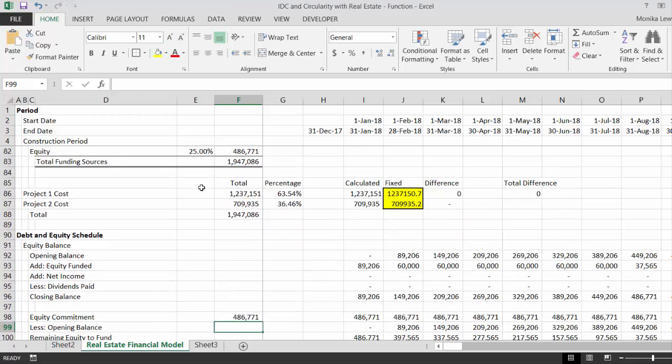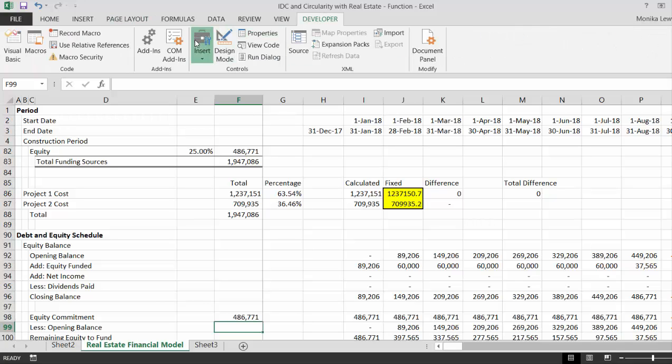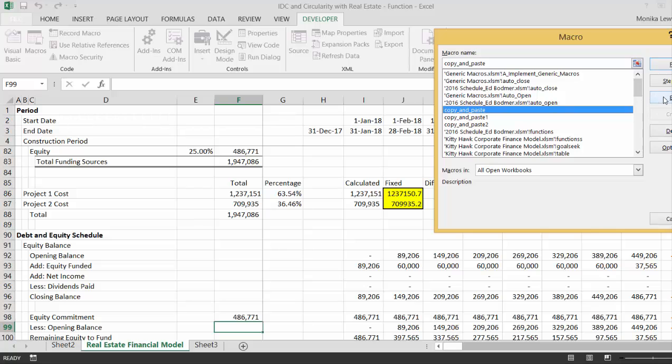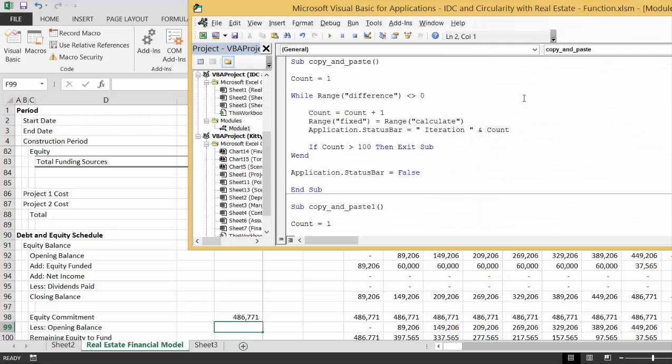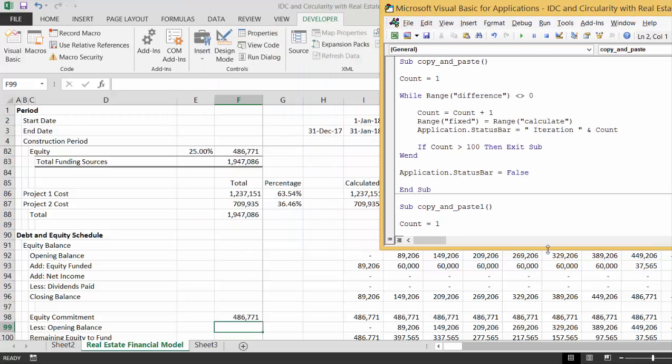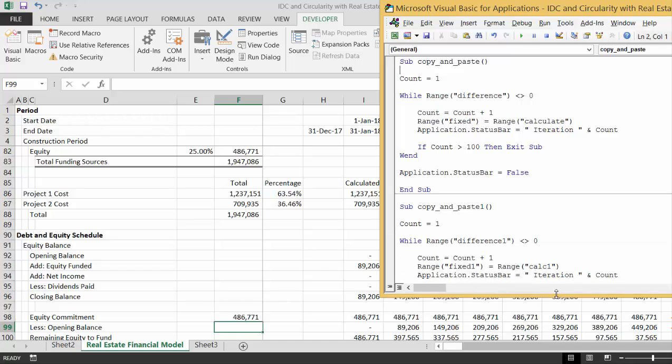So what we do is we go to the developer tab, and we can go to macro. We can just edit any of them. Now, how about this? For once, we could perhaps go up to the top.